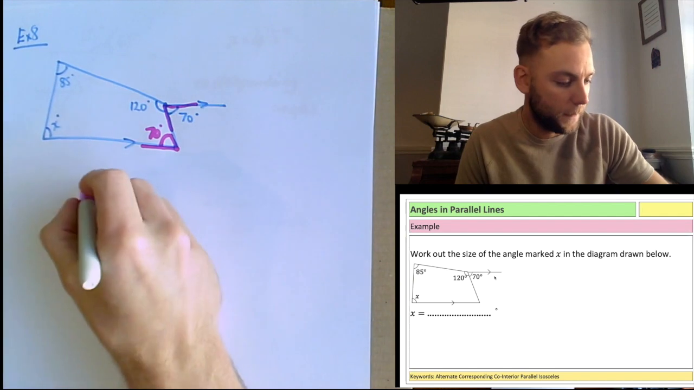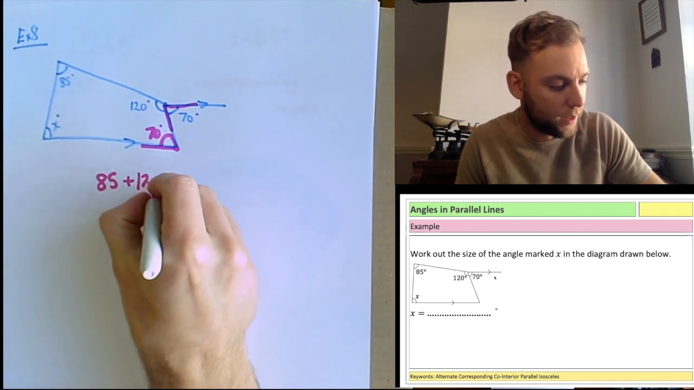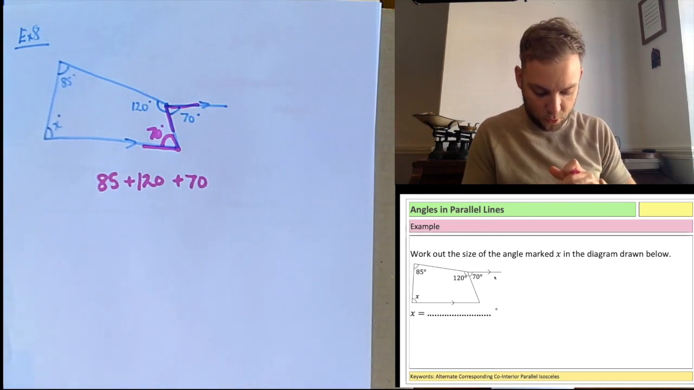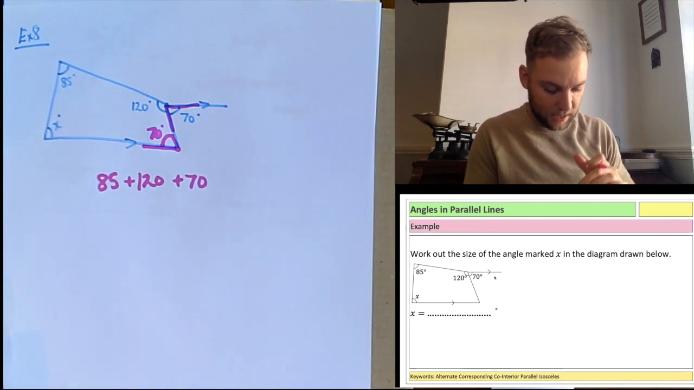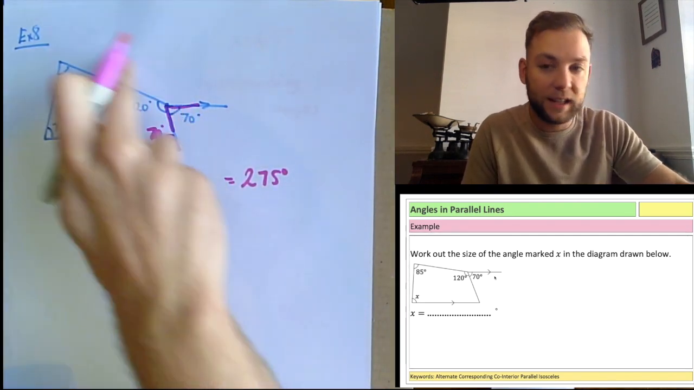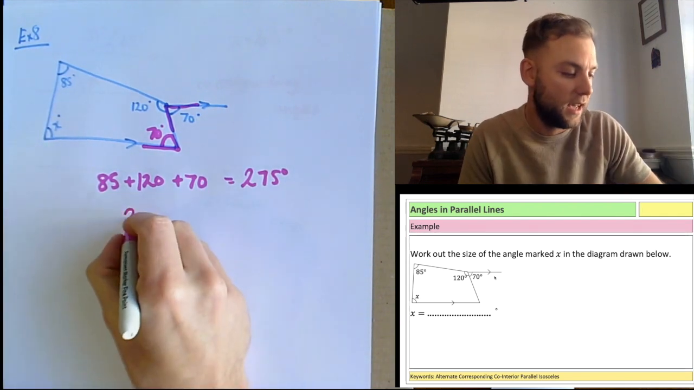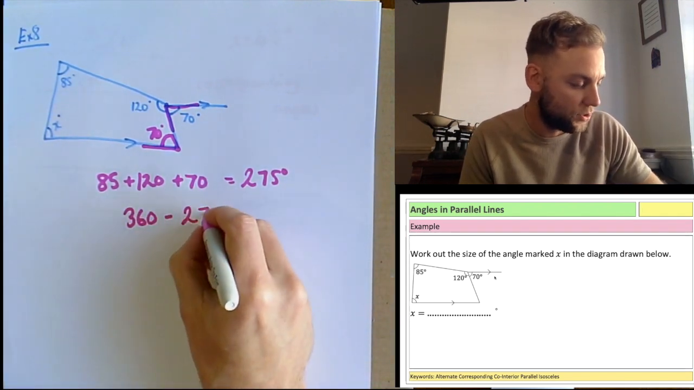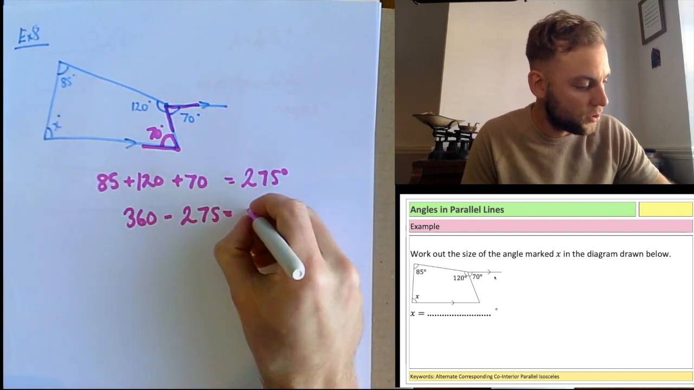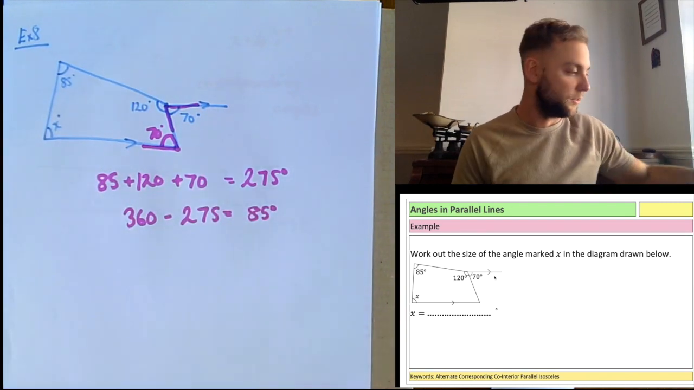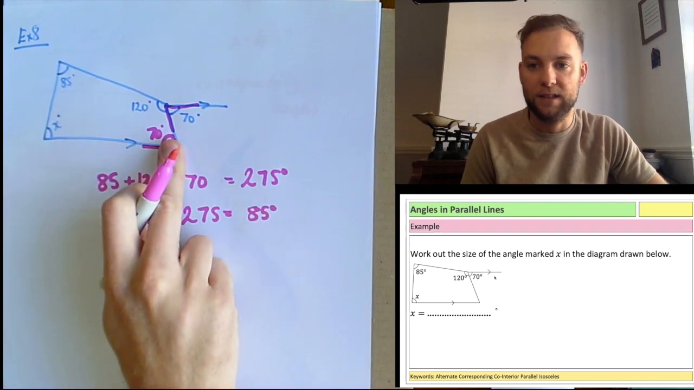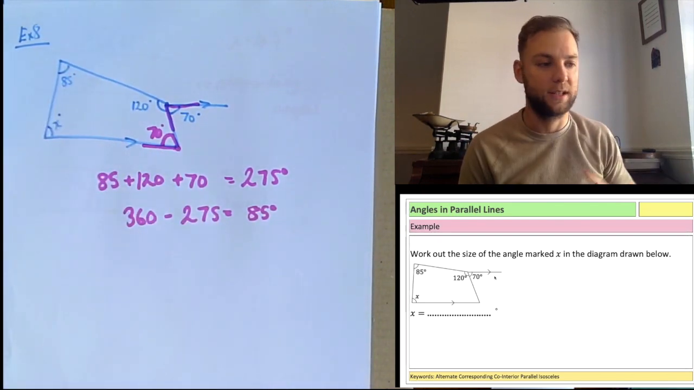So if I do 85 plus 120 plus 70, let's work that out. 85 plus 120 plus 70 is equal to 275. And then because the angles in a quadrilateral sum to 360, it's going to be 360 minus that 275, which is equal to 85 degrees. That's because alternate angles mean that this one is 70, and angles in a quadrilateral sum to 360.